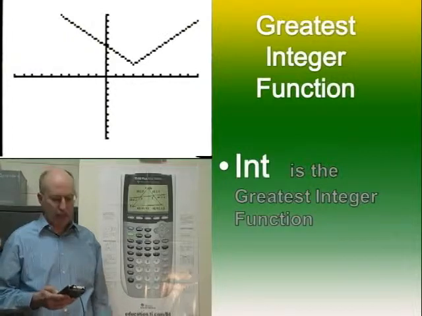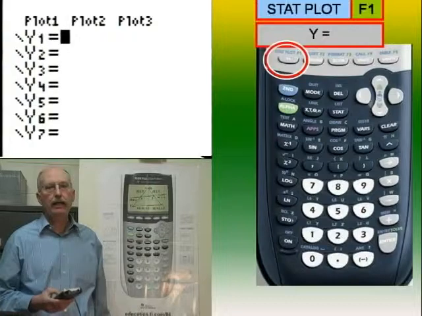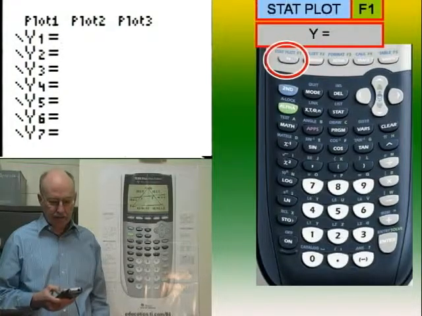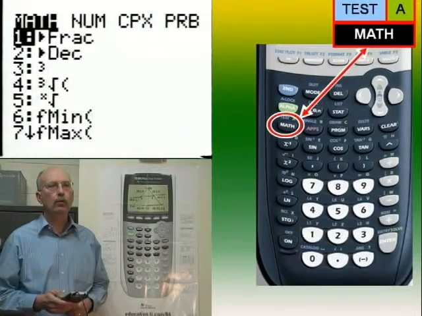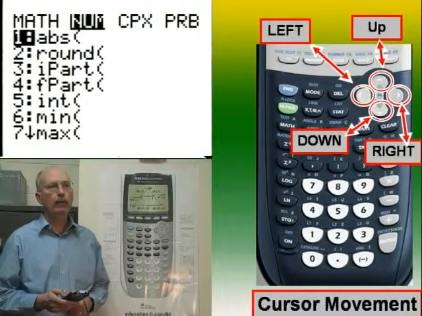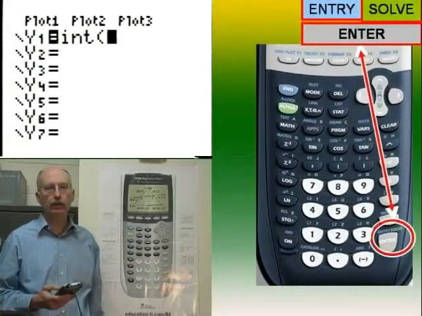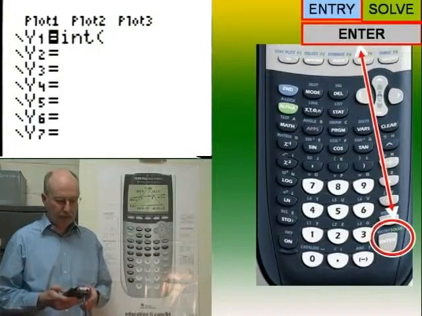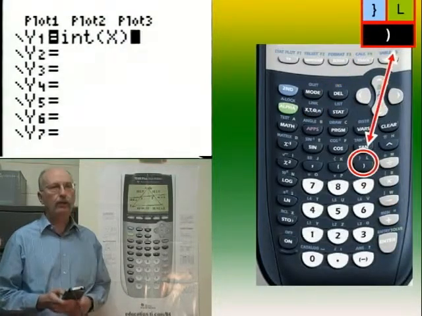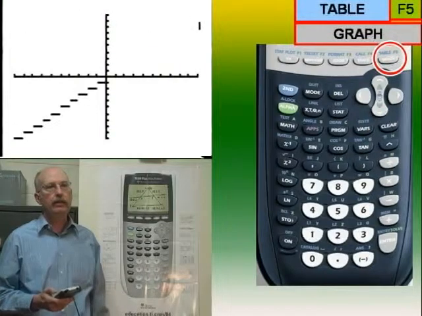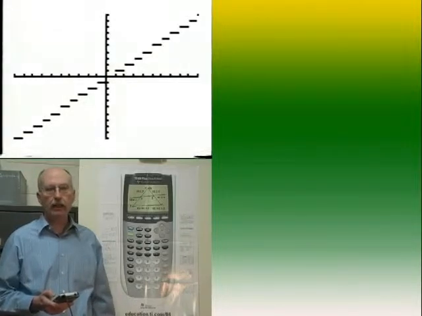We would press the y equals key. We'll clear that old equation. And now we're going to use the math key again. And the greatest integer function is called the integer function. We're going to scroll over to numbers, and we're going down to number 5, the integer portion. And that gets us the integer portion of the number. And now we're just going to put in X,T,theta,n again with a closing parenthesis, and we'll hit the graph key, and we can see the greatest integer function as we would expect to see it in some of our pre-calc texts.